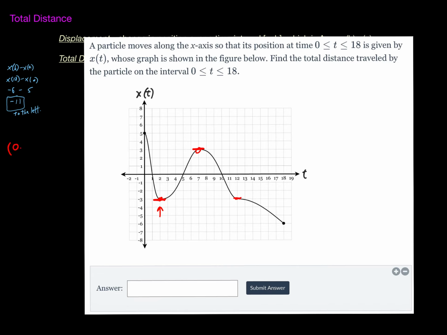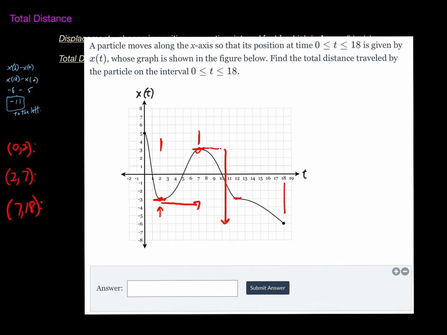So from 0 to 2, we're doing some sort of distance. And then we change direction up until 7, right? So in between here, between 2 and 7, we have some sort of distance we have to add. And then we just keep going downhill. So from here, we go all the way down towards negative 6, and we stop there at time 18. So our last interval is going from 7, and we just keep walking in the same direction down to 18.